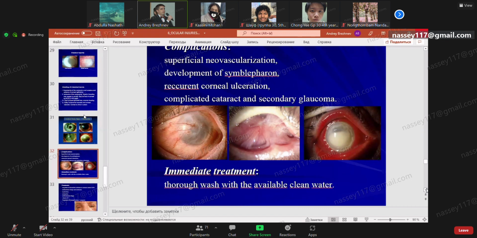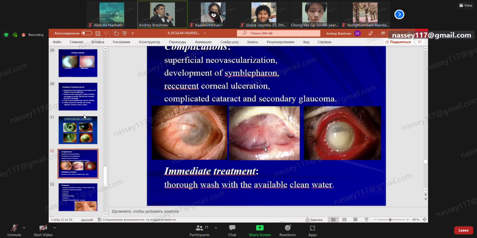Superficial neovascularization. Neovascularization means growth of new, abnormal blood vessels. Normally, our cornea is transparent and free of blood vessels. It's an avascular structure. Here in this photo, on the left, you see the growth of blood vessels in the cornea. The cornea is additionally opaque, with partial, and in this case total, loss of its transparency with the growth of blood vessels, neovascularization. Then, development of symblepharon.